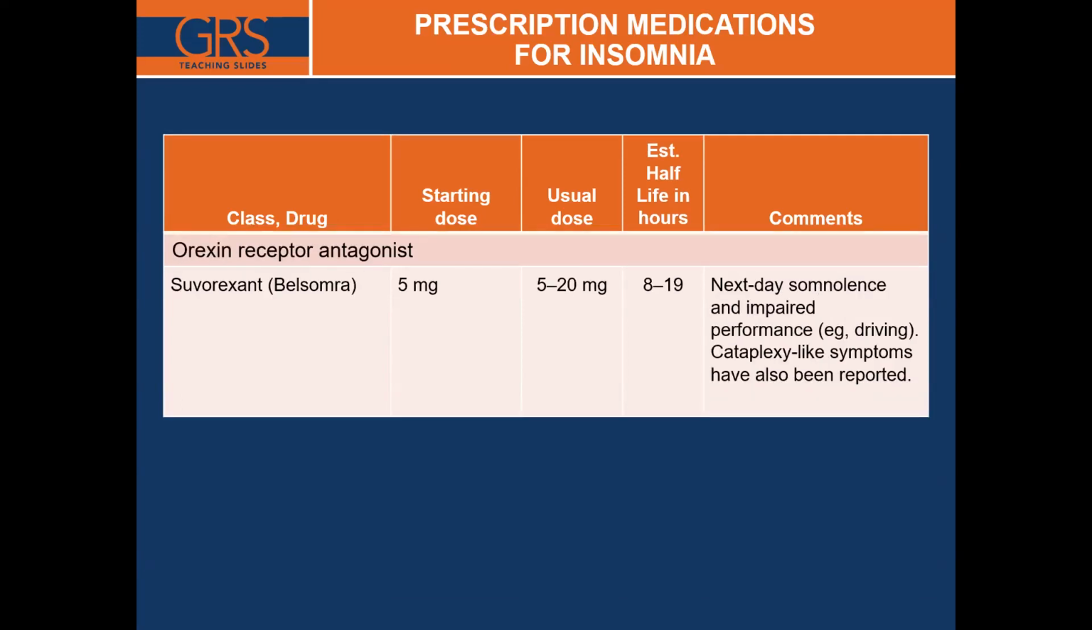Belsomra, an orexin receptor antagonist. Another one that we can use, but again, carryover effects, driving issues, and cataplexy-like symptoms have been reported with this medicine. Next slide.